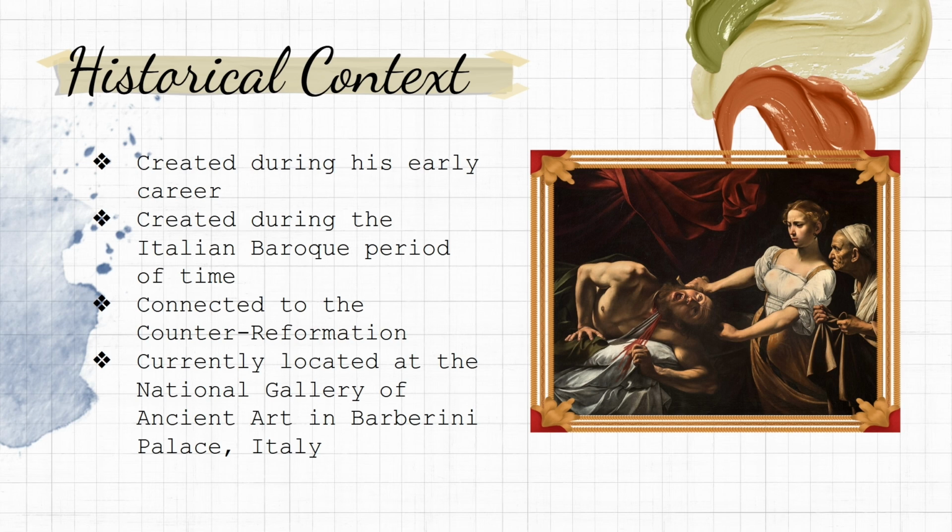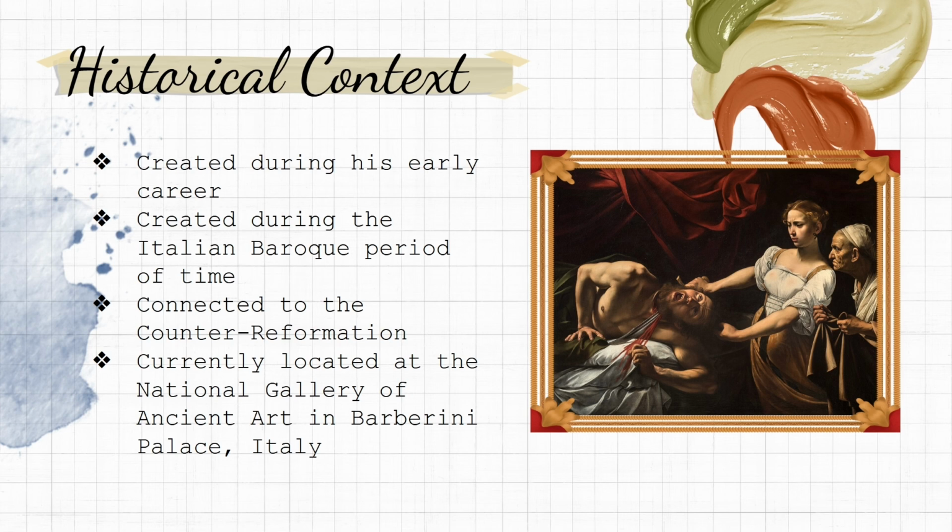Caravaggio's Judith Beheading Holofernes is widely regarded as one of his most shocking and most powerful works. It captures the brutal moment with raw intensity and realism. It's also showcasing a biblical story. This was painted during his early years and also reflects the goals of the Counter-Reformation.